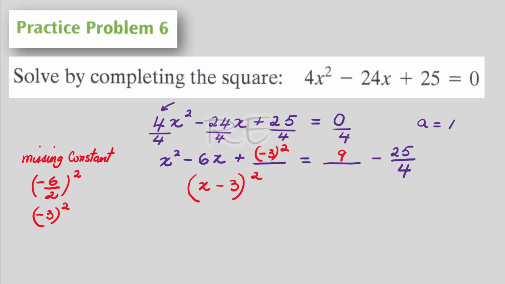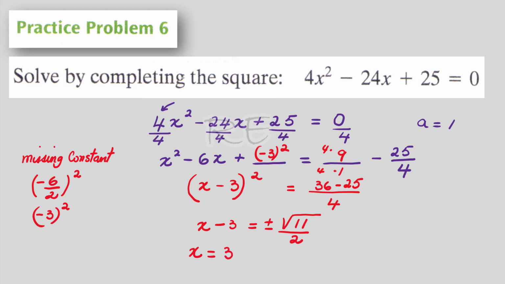The left side becomes (x minus 3) squared is equal to, the common denominator is 4. So we have to multiply 9 over 1 by 4 over 4. 36. 4 times 9. Minus 25. So x minus 3 will be equal to plus or minus, 36 minus 25 is 11. So square root of 11. And square root of 4 is equal to 2. So it's plus or minus square root of 11 over 2.